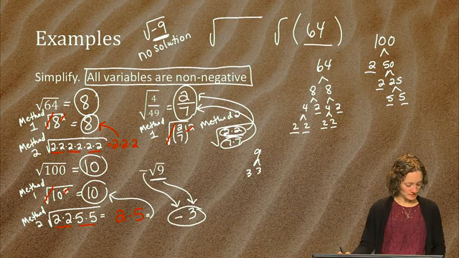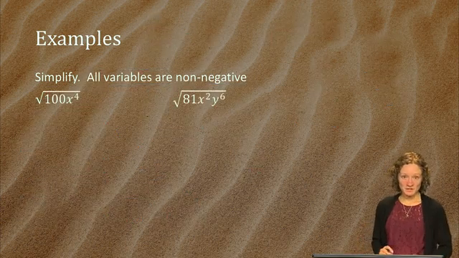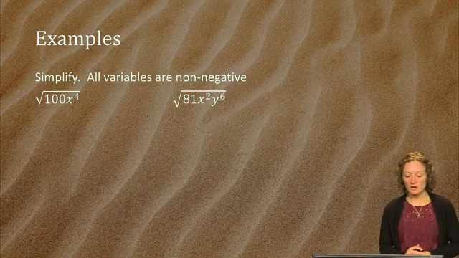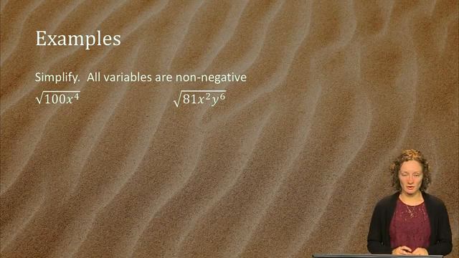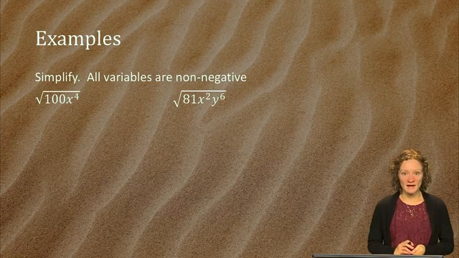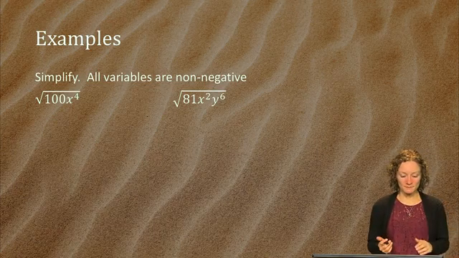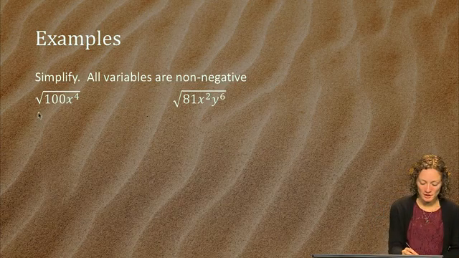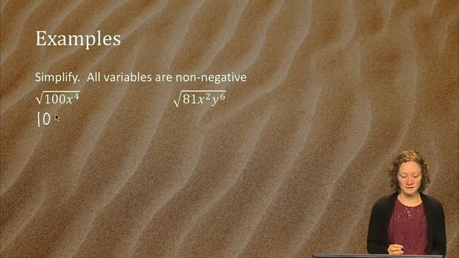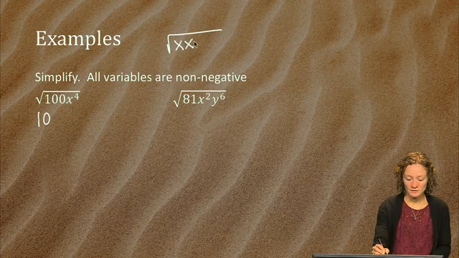All right, so these were just number examples. Let's take a look at some that involve variables. So the directions: simplify. Again, the caveat, all variables are non-negative, represent all non-negatives. So our first one, square root of 100x to the 4th. So, evaluate numbers and variables separately. We've already looked at the square root of 100 on the last slide. We know that that's 10. The last thing we have to deal with is the square root of x to the 4th.